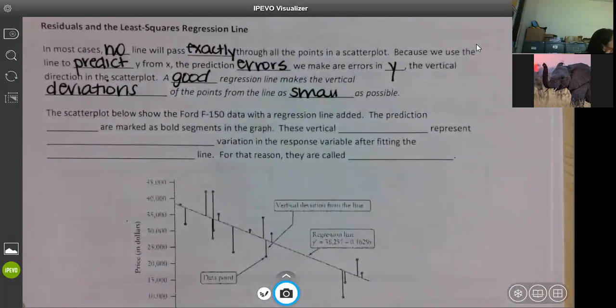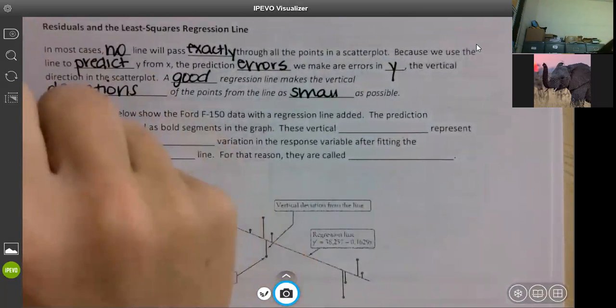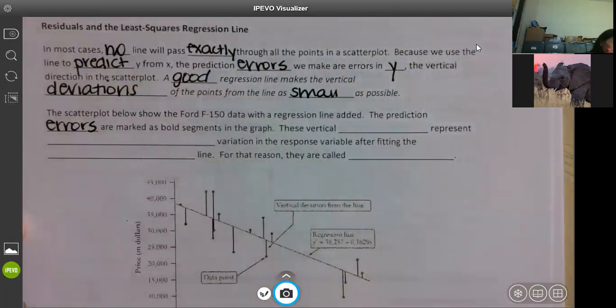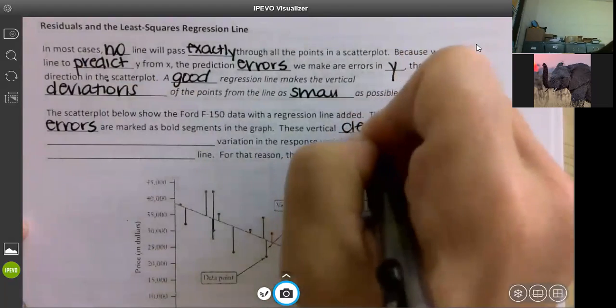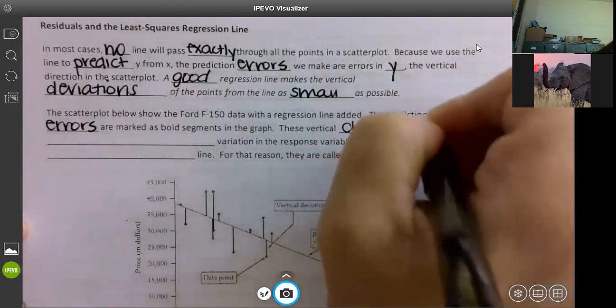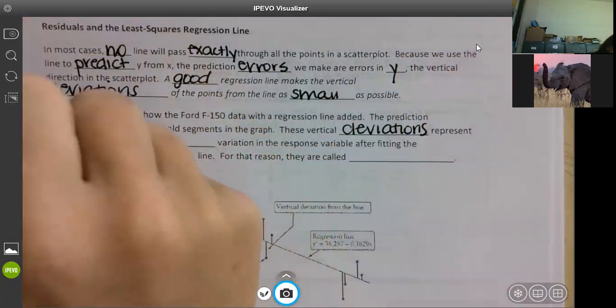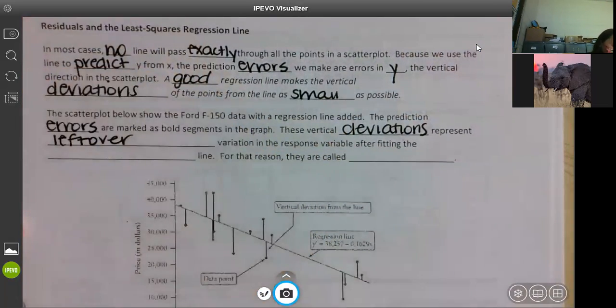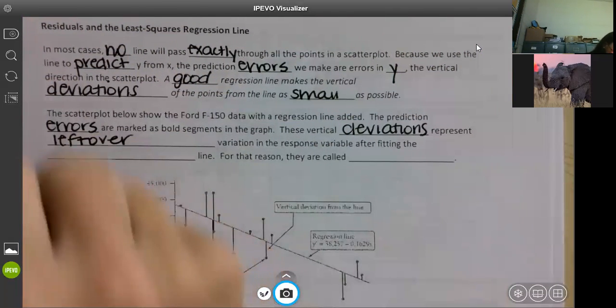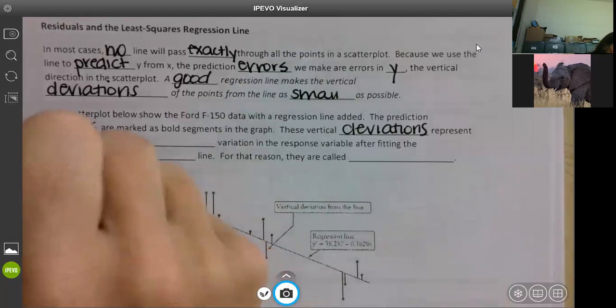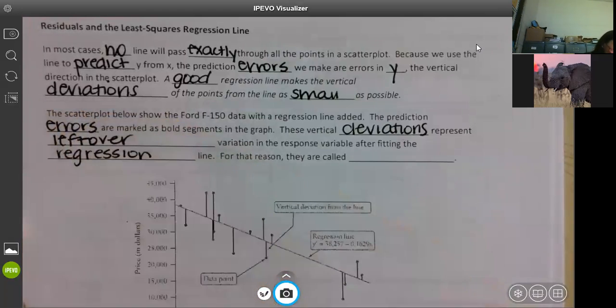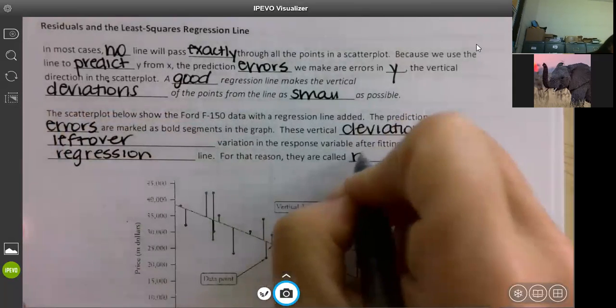The scatter plot below shows the Ford F-150 data with the regression line added. The prediction errors are marked as bold segments in the graph. These vertical deviations represent leftover variation in the response variable after fitting the regression line. For that reason, they are called residuals.